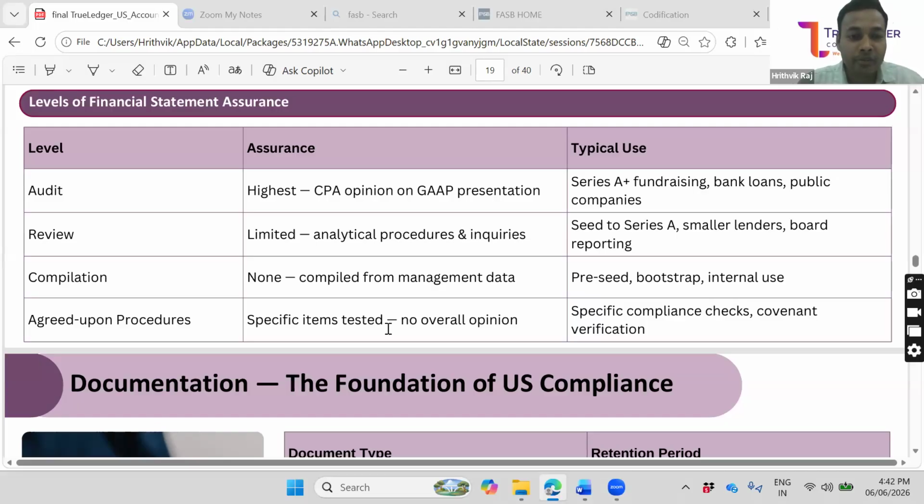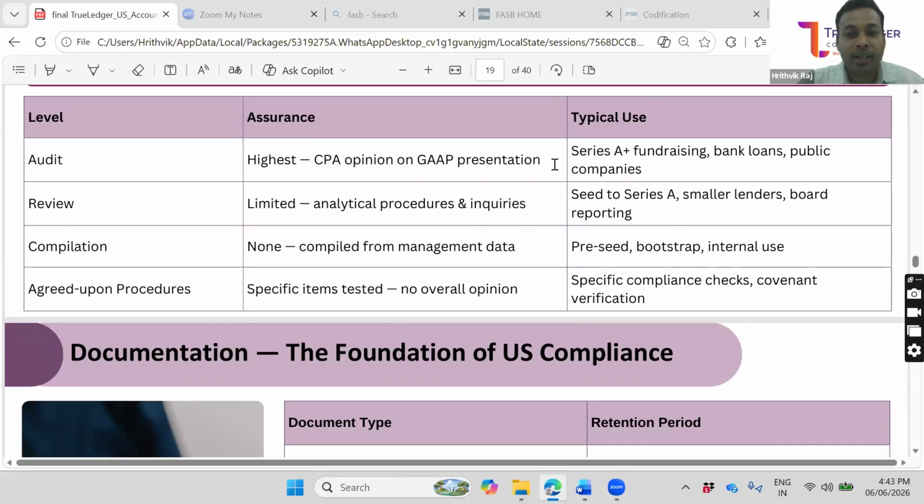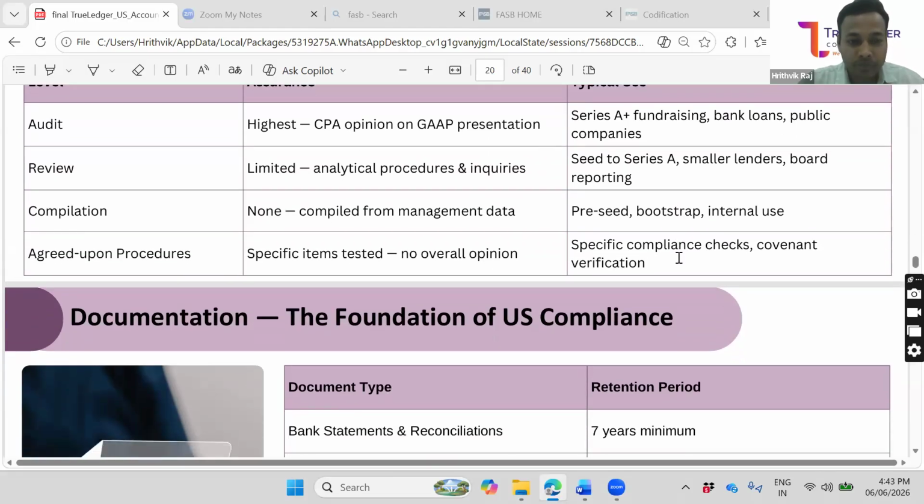There you have other concepts like review: full review, limited review, specific review, agreed-upon procedures. On that basis, you do your accounting, your audit, and review of the books of account. If funding is required and the investors want it, then audit is required. Apart from that, a review engagement can also be done for Series A, small lenders, and board reporting. Then there is a compilation engagement, where you need to compile your books of account. If it is a pre-seed or bootstrap level, the angel investors may require books of account to get the numbers.